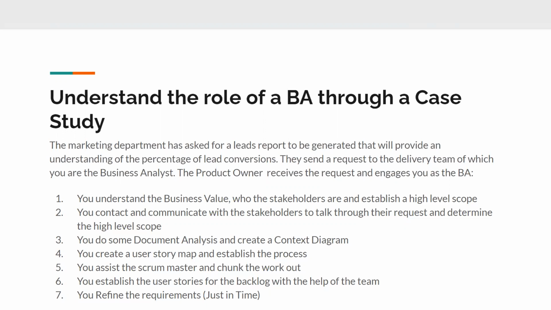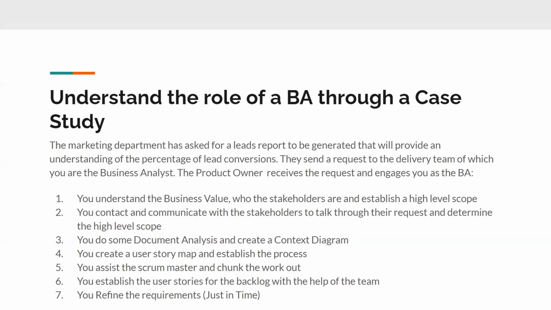So you would take that first stab at working with a PO and saying, hey, let's talk through the business value. So you facilitate that conversation. You also understand, well, who are my stakeholders? Who are the stakeholders that our team needs to work with? And you establish a high level scope. So what is the initial scope? What needs to be out of scope? What are the objectives? So that's your initial stab at defining the project work. The second effort is you contact and communicate with stakeholders to talk through the request and determine the high level scope, which once again ties back to number one.